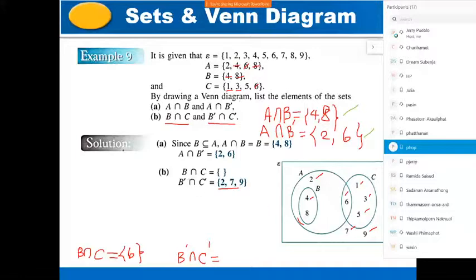Sorry, B intersect C. This is B, right? Intersect C. No answer. Empty set, right? This one is the empty set. B intersect C, they don't have an intersection. That's why it is the empty set. You understand now how to draw a Venn diagram based on the sets A, B, and C with the universal set? Okay, next example.